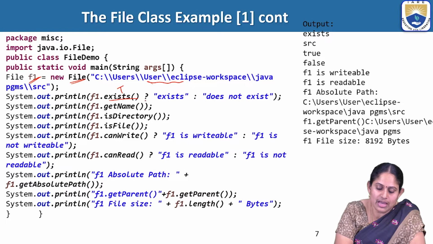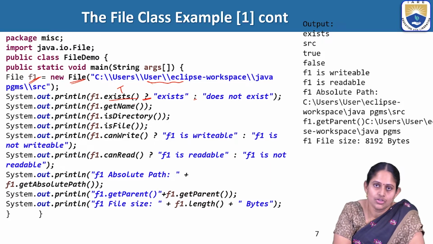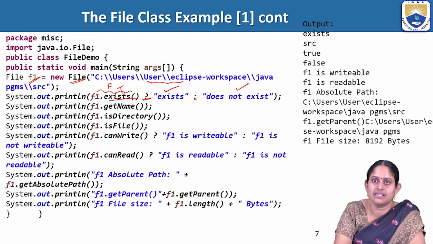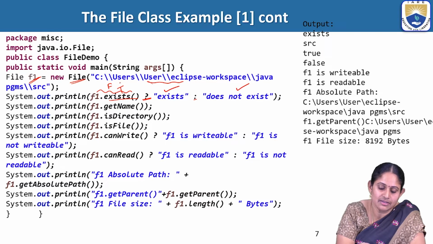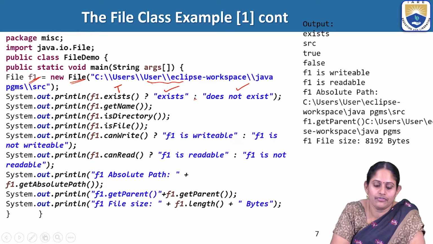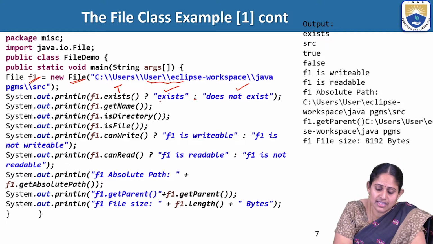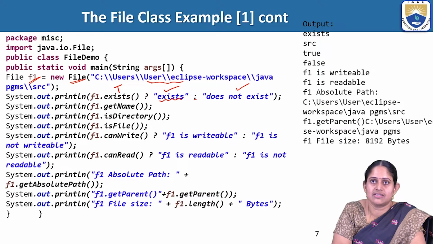I'm also making use of the ternary operator. What does the ternary operator do? If this part is true, then the first value will be displayed, and if this is false, then the other one will be displayed. In my case, the file exists. Since the file is existing, the value of f1.exists will be true. Hence, the statement "exist" will be displayed. So I get "exist" in my output.